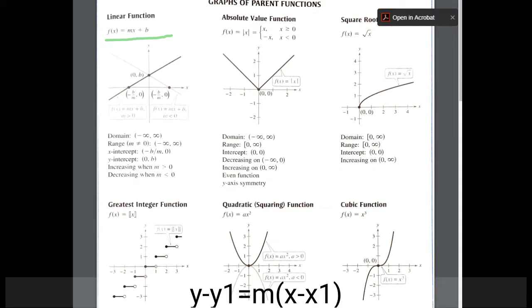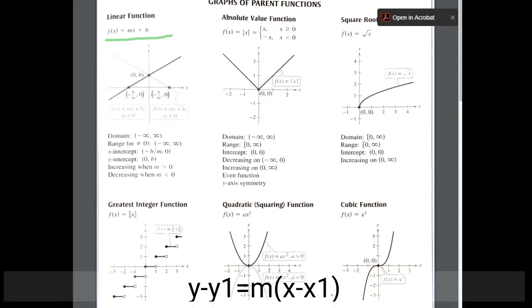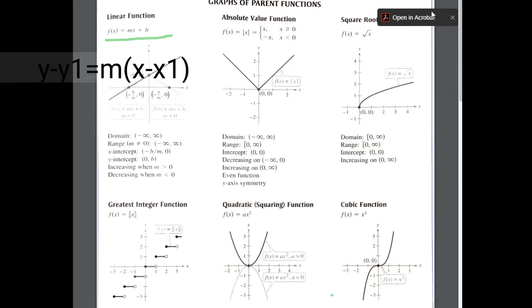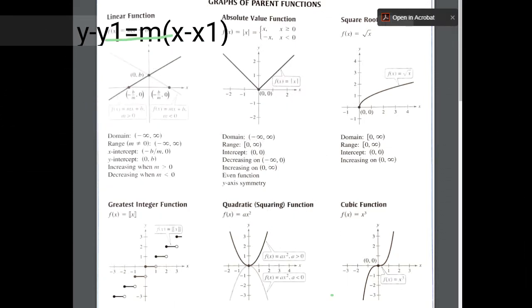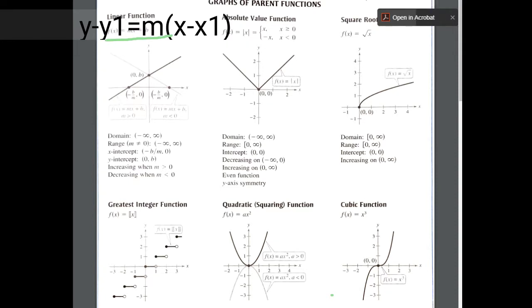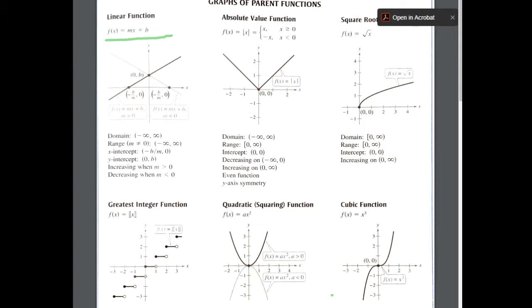So there we go. Make sure that you guys know this equation for linear functions. That's the most important one, right? So it's y minus y1 equals m times x minus x1. That is the point-slope form. You want to make sure to know that and have it in your notes, okay? So with linear functions, know the equation.